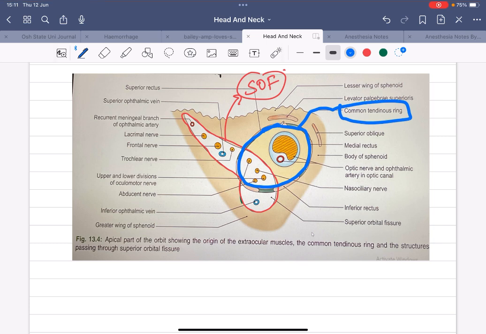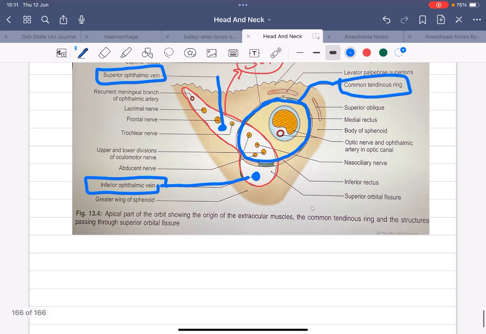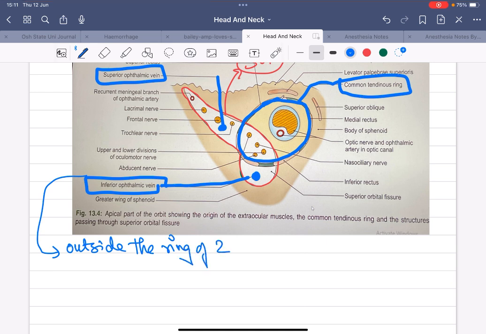At the moment, in the diagram I explained to you, two veins are outside the ring of Zinn: the superior ophthalmic vein and the inferior ophthalmic vein. Along with these two veins, please remember, three nerves are also outside the ring of Zinn. So the structures present outside the ring of Zinn, the mnemonic is LFT.